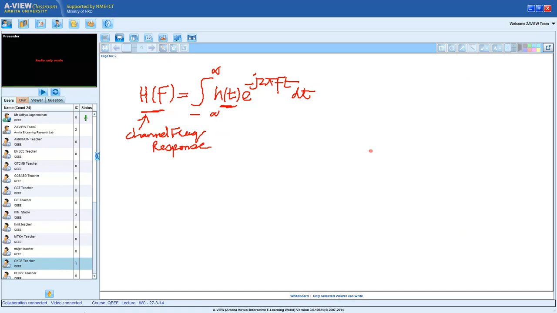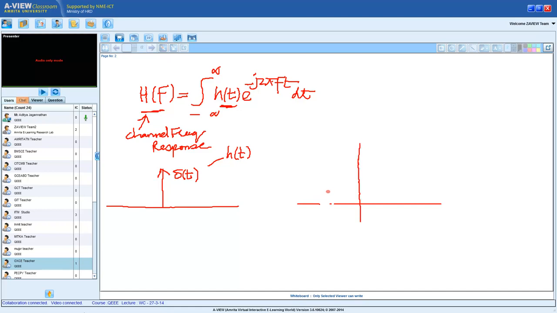Everyone following me? Is everyone clear? Fine. We also said that in the ideal case, the channel is simply an impulse, h(t) equals delta(t). Can someone tell me what is the frequency response of this channel? If the channel is an impulse, what is the frequency response? If h(t) is delta(t), the frequency response H(f) is equal to 1, fine. In fact, if the channel is delta(t minus tau naught), the magnitude of H(f) is identical to 1, right.